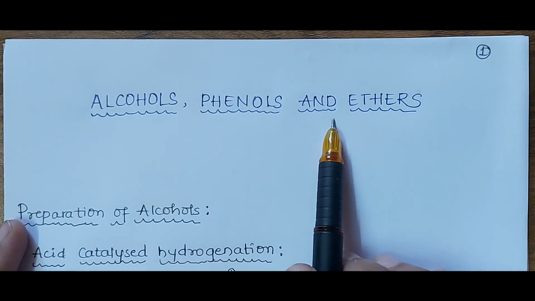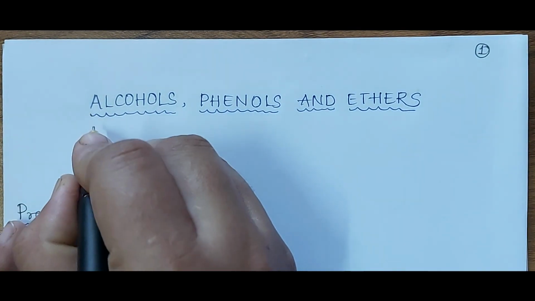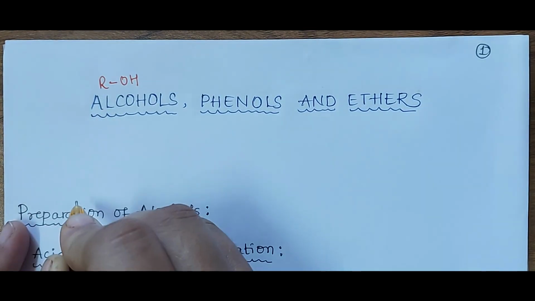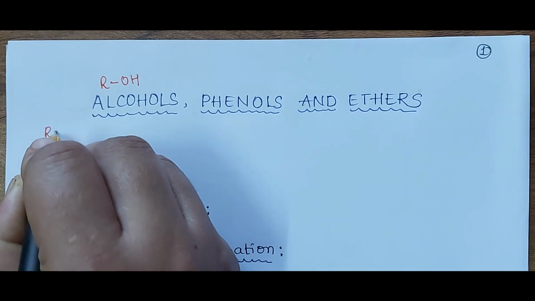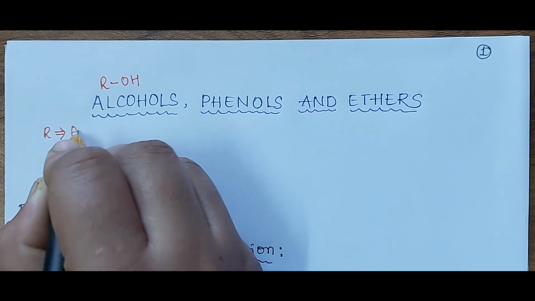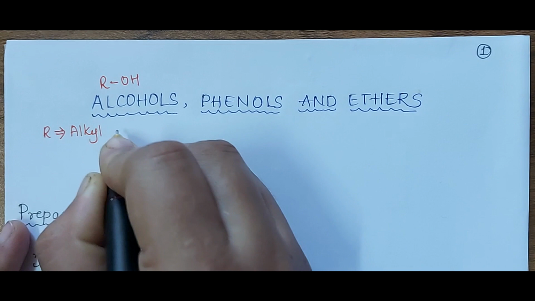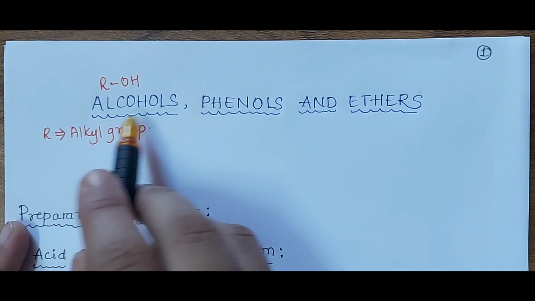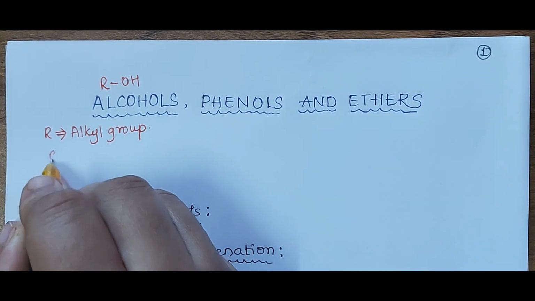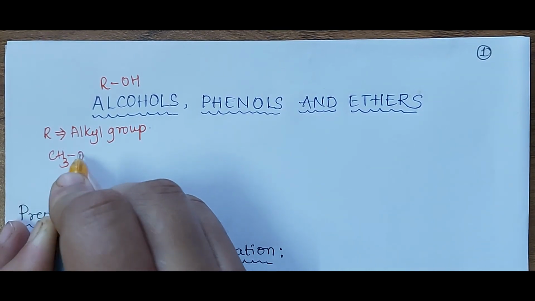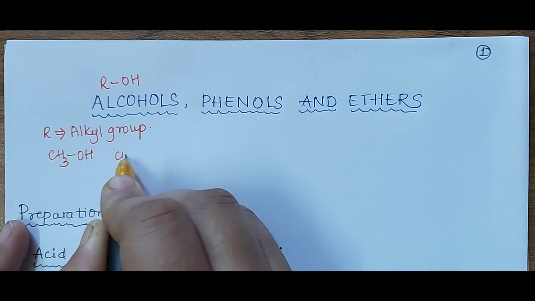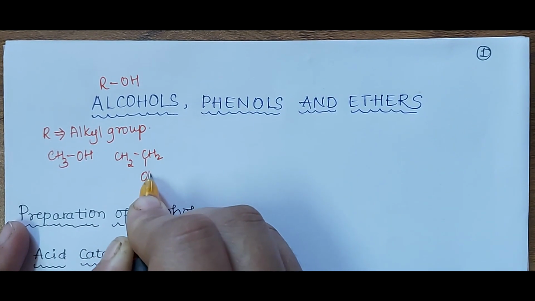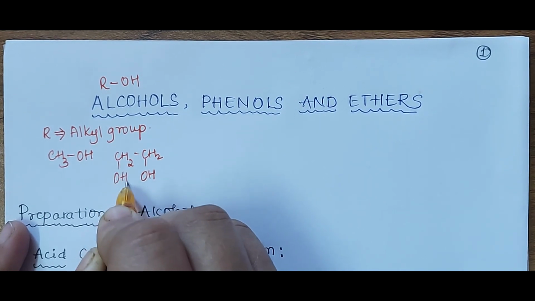Today's video we'll discuss alcohols, phenols and ethers. Alcohols are represented by the general formula ROH, where R is an alkyl group. Further, we can classify these alcohols into different types. If you consider a simple example, CH3OH, then similarly CH2OH-CH2OH. So one OH means monohydric, two OH is dihydric.